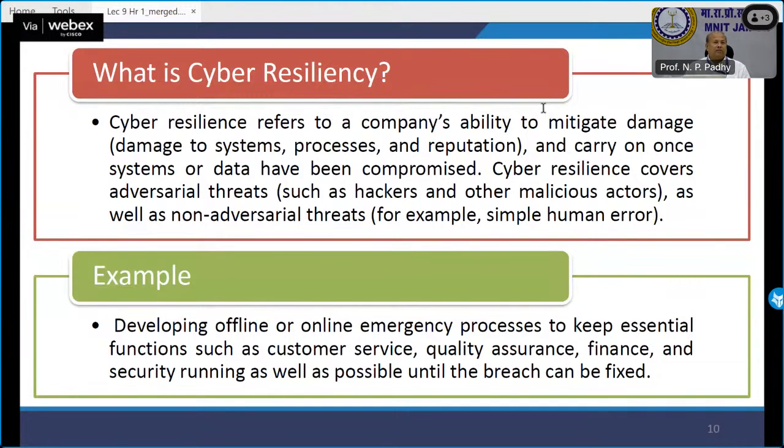Cyber resilience covers adversarial threats such as hackers and other malicious actors, as well as non-adversarial threats, for example, simple human error. Okay, that is also possible. Example, developing offline or online emergency processes to keep essential functions such as customer services, quality assurance, finance, and security running as well as possible until the breach can be fixed.